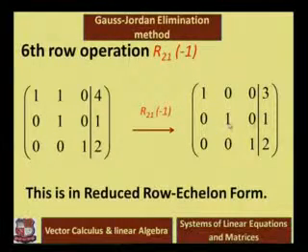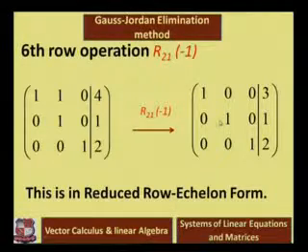1 0 0 3, 0 1 0 1, 0 0 1 1. Now notice that this matrix is the reduced row echelon form matrix, because of the fourth condition of the reduced row echelon form: in the column where leading one entries occur, all the other entries must be 0. Here also, notice in the second position all other entries are 0, and similarly in the third position of the leading one, all the other entries are 0. So this matrix is in reduced row echelon form.